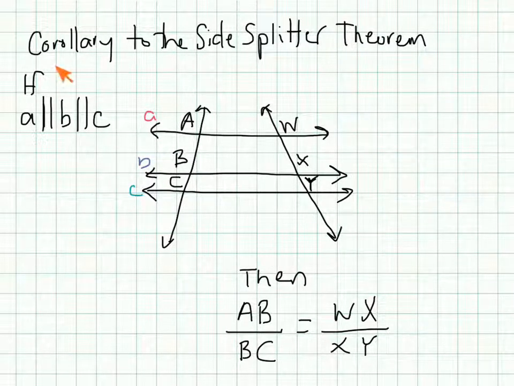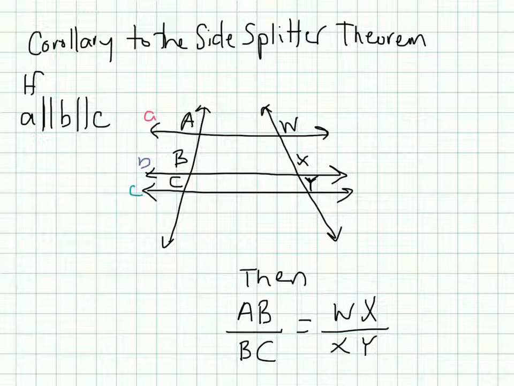So one more time. If there are three parallel lines that intersect two transversals, then the segments intercepted on the transversals will be proportional. Again, the distance from A to B over the distance from B to C will be the same ratio as from W to X as X is to Y. That's the corollary. So you have three parallel lines that are intercepted by two transversals, their segments will be proportional.